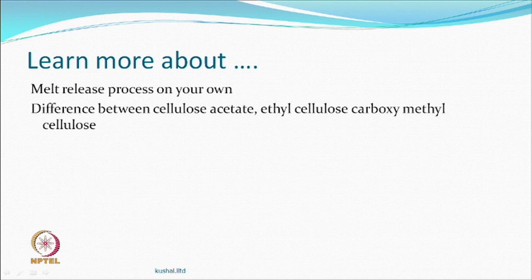So, melt release is not so much of a use, but people had tried this. You can try to get some papers and learn about it. Some of the binders that we have discussed are cellulose acetate, ethyl cellulose, carboxymethyl cellulose. You can look at the chemistry of these materials so that you know what differences they have, and you can try and correlate with their effect on the transfer rate during the sublimation process.